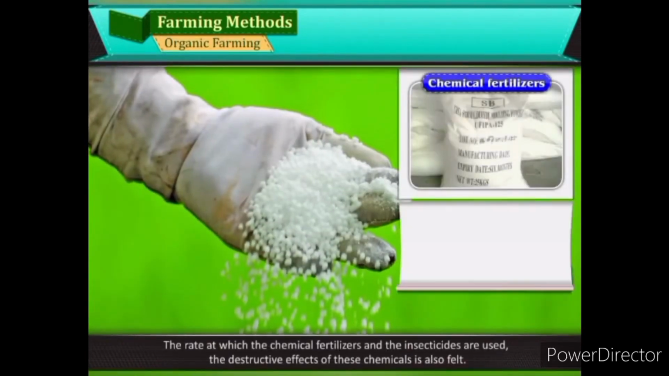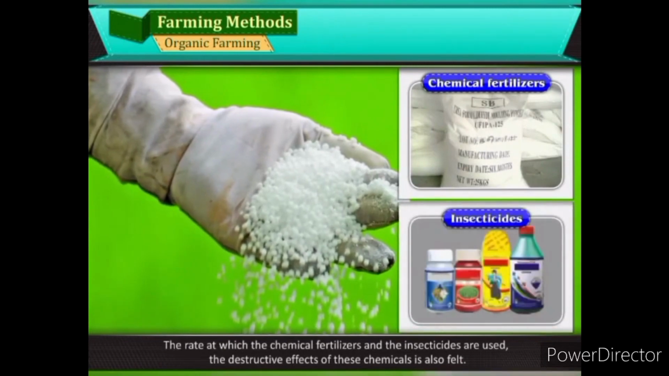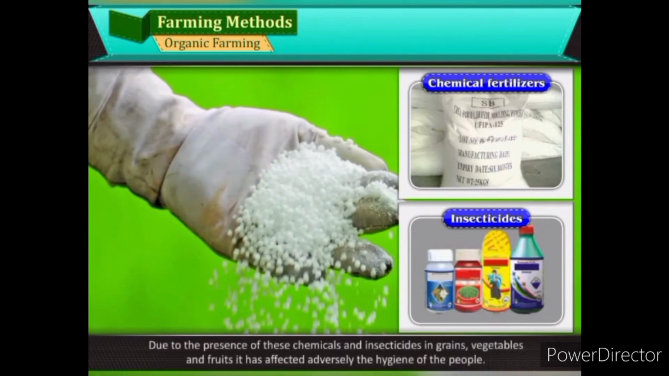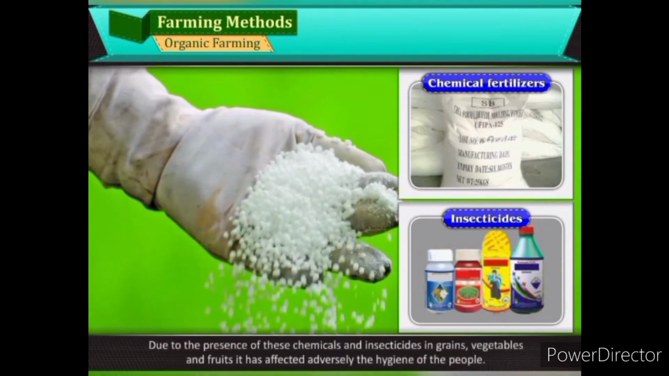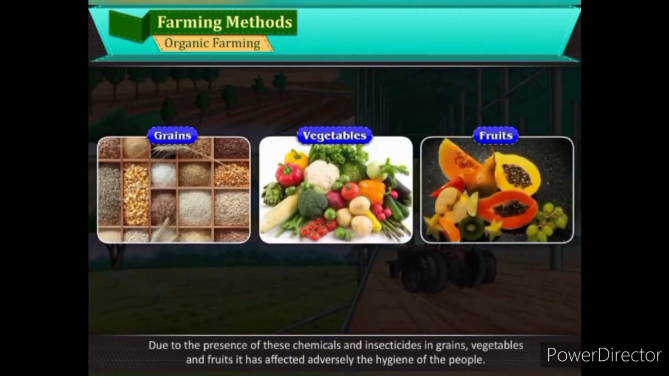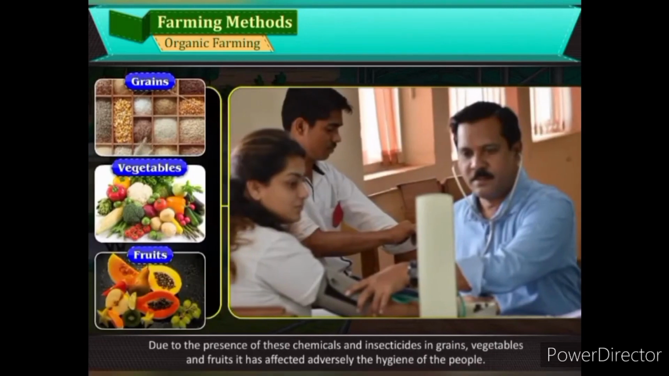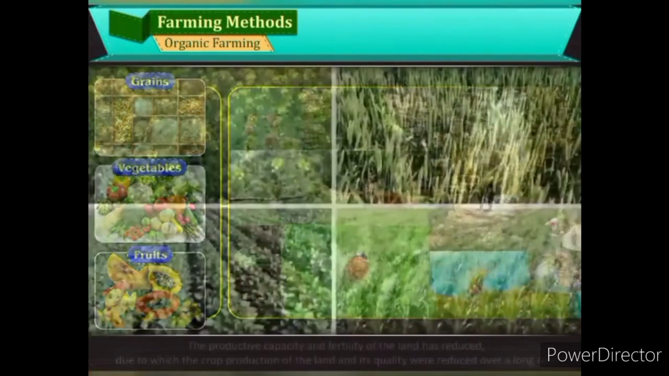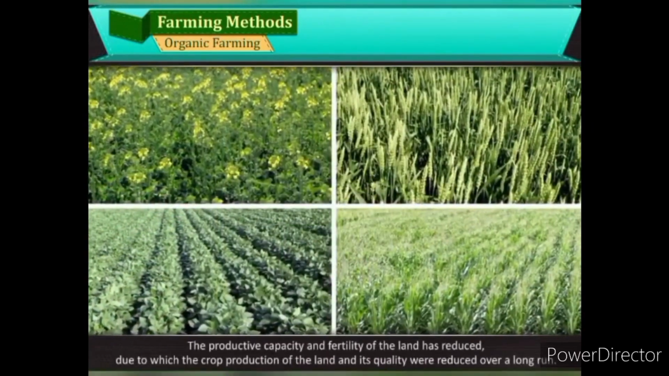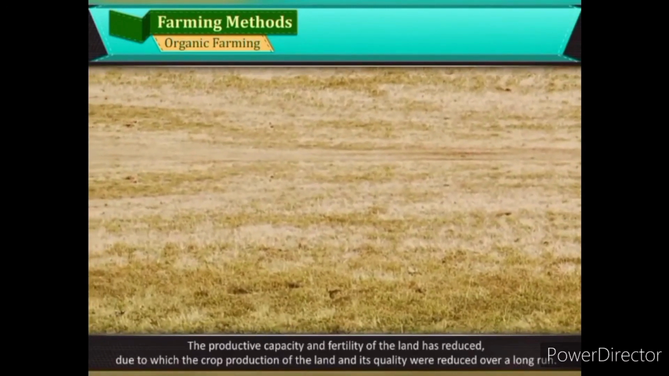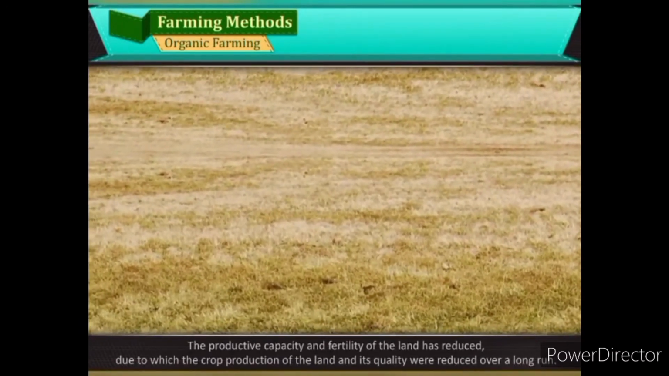Organic farming. With the rate at which chemical fertilizers and insecticides are used, the destructive effects of these chemicals are also felt. Due to the presence of these chemicals and insecticides in grains, vegetables and fruits, the hygiene of the people has been adversely affected. More damage is caused to the environment. The productive capacity and fertility of the land has reduced, due to which the crop production of the land and its quality were reduced over the long run.